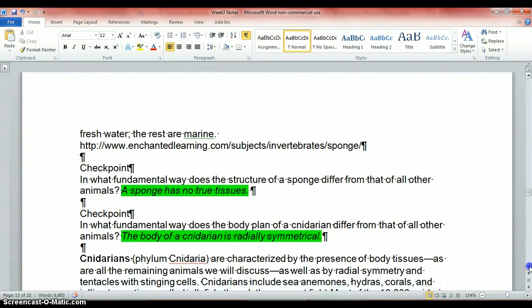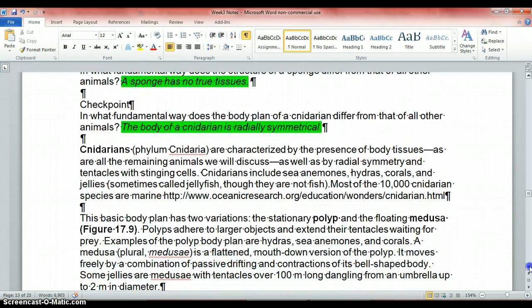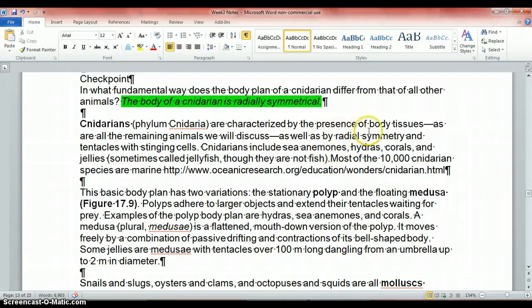Okay, so now let's look at cnidarians. The phylum Cnidaria is characterized by the presence of body tissues. So with the sponge, we just had loose cells not doing much. Now we have specific tissues, as do all the remaining animals we discuss. So if we're doing our phylogenetic tree, we're now in a different little clade. We still have radial symmetry, and tentacles with stinging cells. Cnidarians include sea anemones, hydras, corals, jellies. Most of the 10,000 cnidarian species are marine, so we're mostly in the ocean. Makes sense because that's where life kind of started, right?